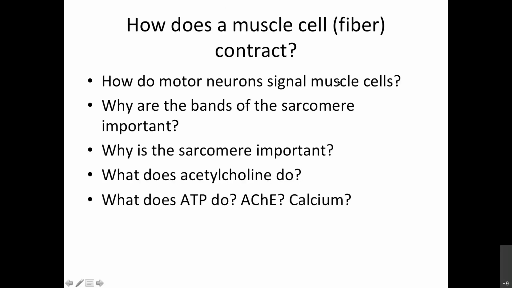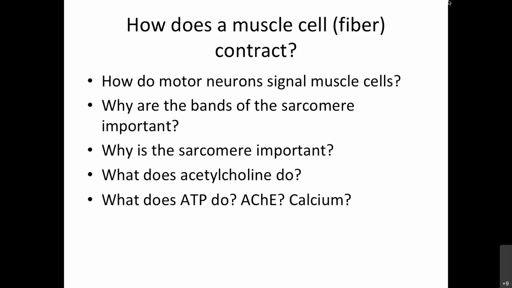Okay, so the major question that I got was about muscle contraction. And this question came in many forms. How does a muscle cell contract? How does a muscle fiber contract? Remember, muscle cell and muscle fiber, those are synonyms. They mean the same thing.